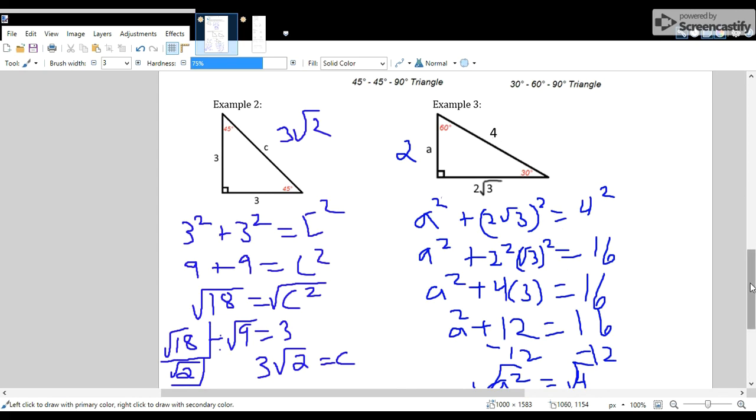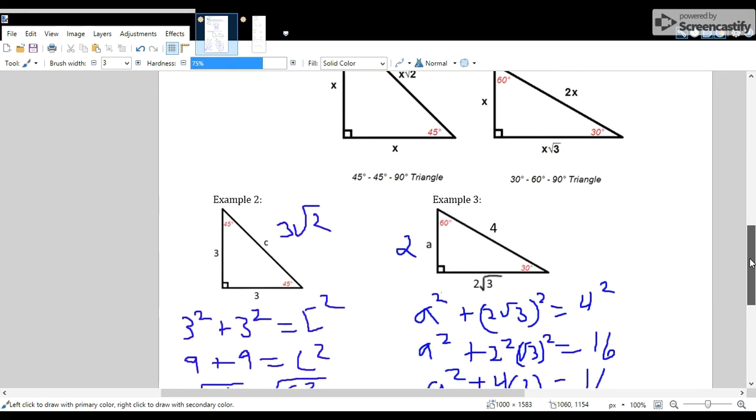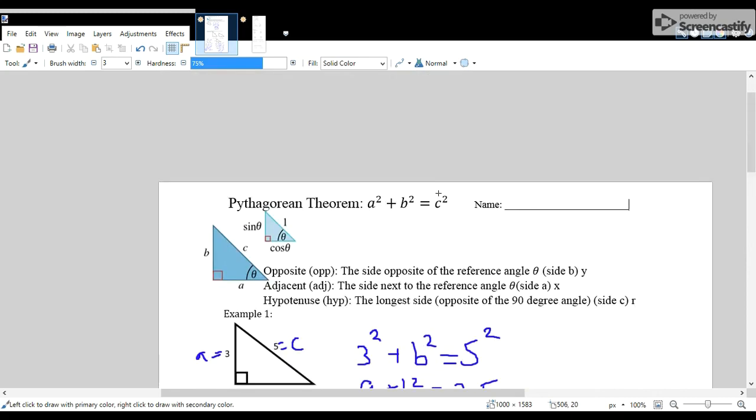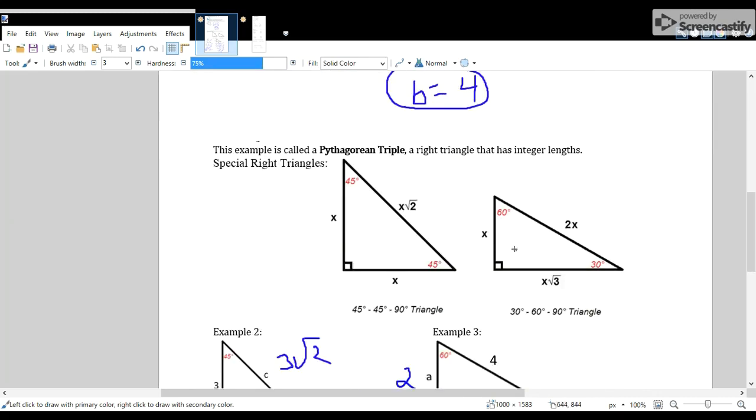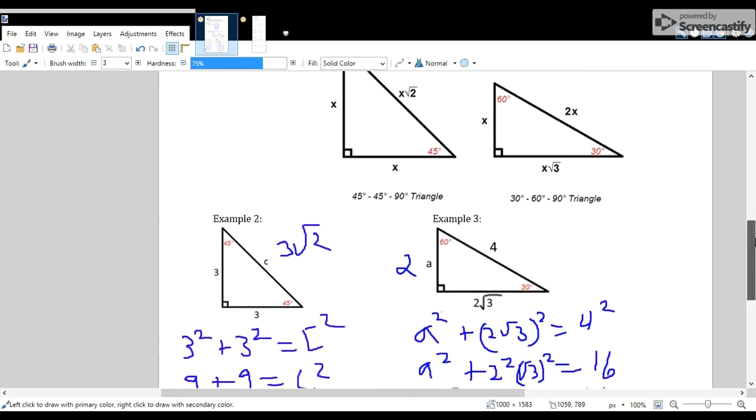So try the problems on the back and use your Pythagorean theorem and the 2 special right triangles to help you solve the problems.